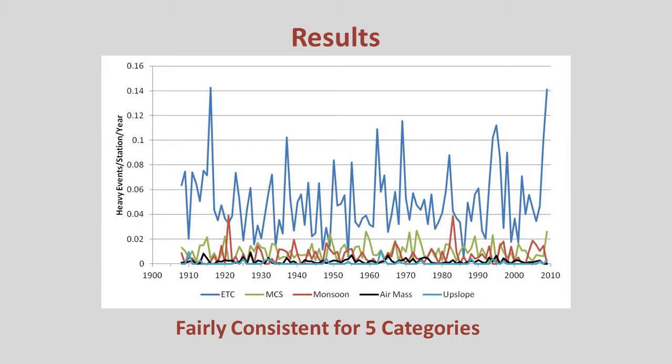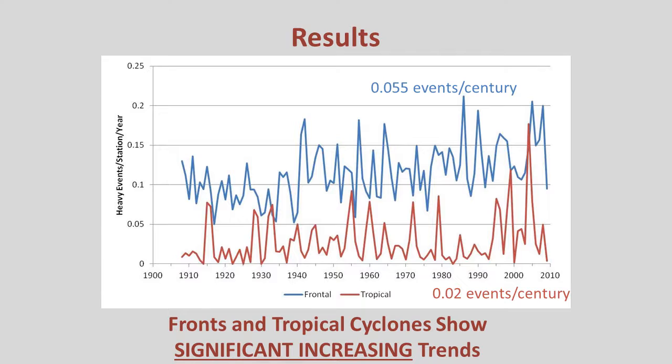So what did we find? Well, for 5 of our categories, extratropical cyclone, mesoscale convective system, monsoon, air mass, and upslope, we didn't find a whole lot. They had the ups and downs each year, a little different each year, but no kind of trend that was contributing to our overall upward trend in heavy events. But what we did find was, for frontal and tropical systems, there was an increase. The frontal events increased by 0.05 events per century, so that accounted for most of our trend that we saw. The tropical systems accounted for the other 0.2 events per century.